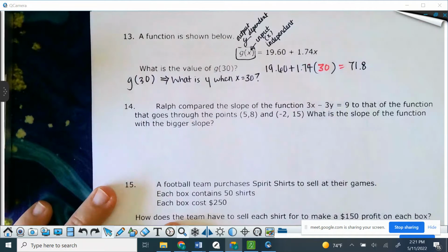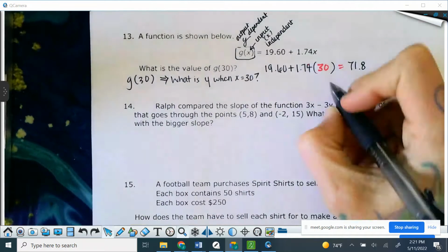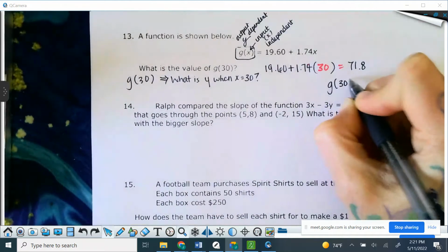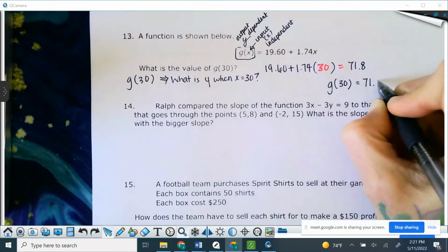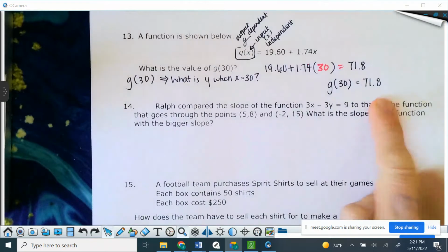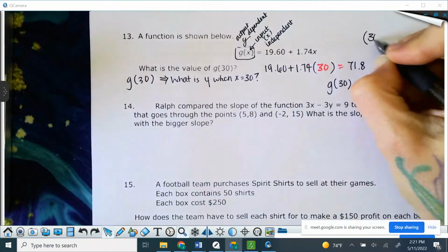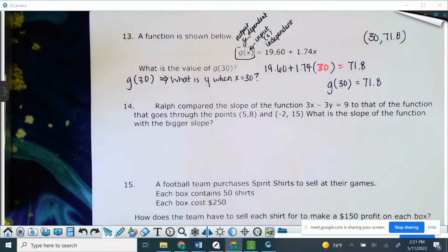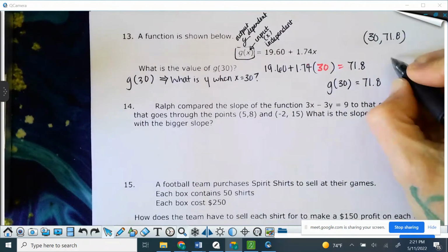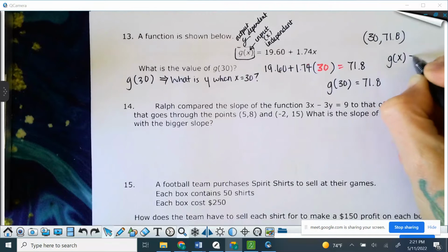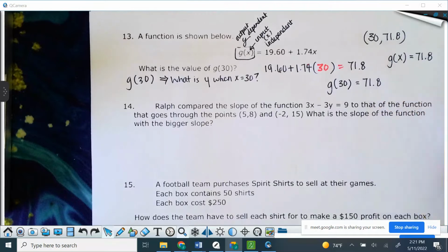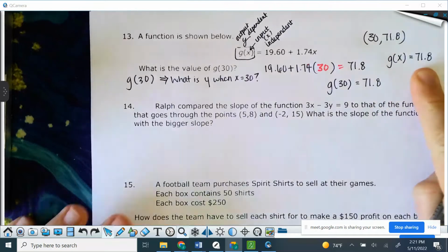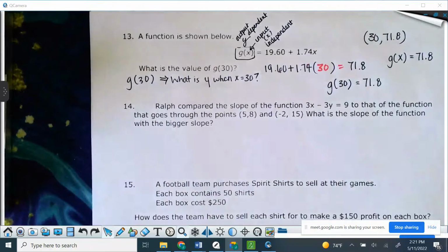And then just to be slightly repetitive, this could be written g of 30 is equal to 71.8. And that is saying that when x is 30, y is 71.8. So it can be written as a coordinate. Also, to write it backwards, g of x is equal to 71.8. So y is 71.8. It's probably rarely going to be written that way because if it is, x is still in your equation because it's the original.